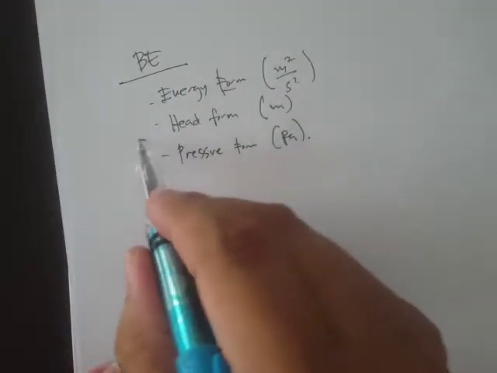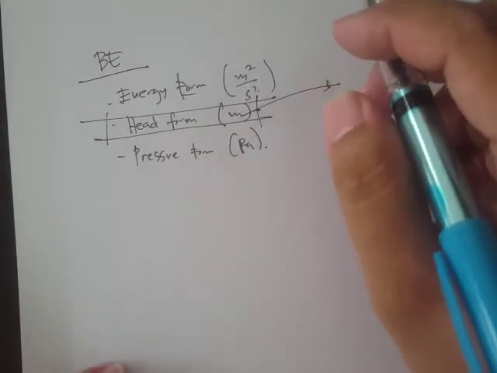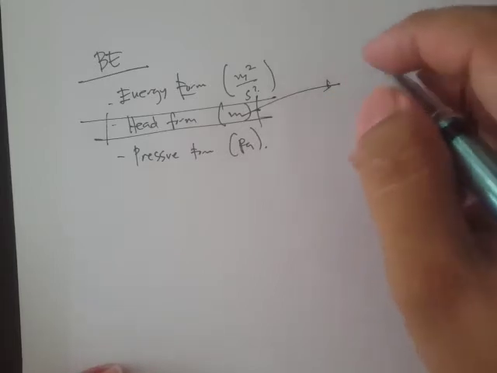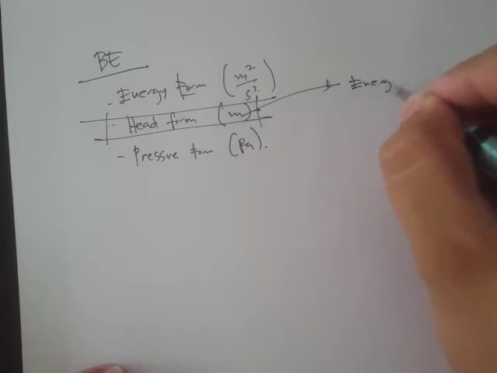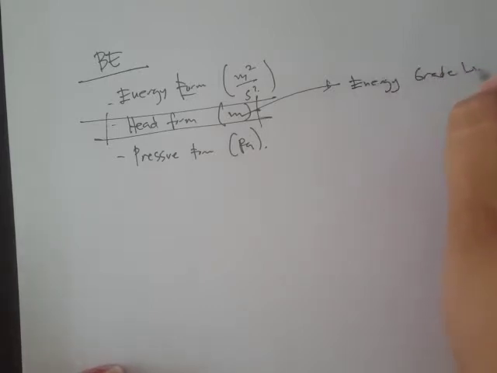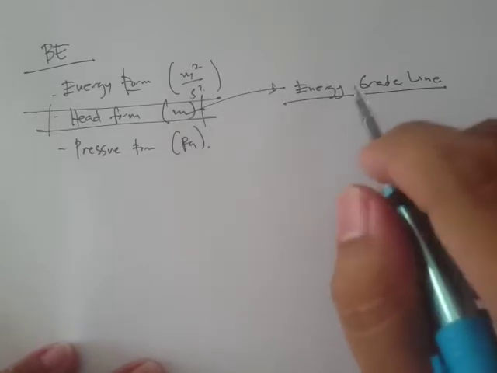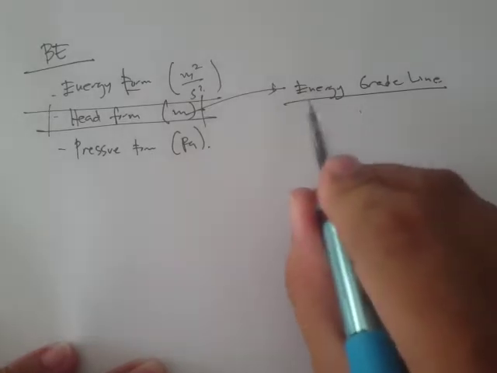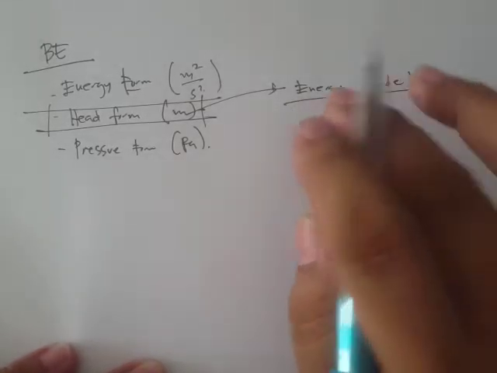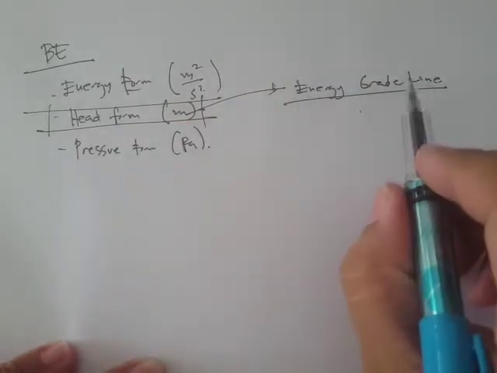Now, for this head form, it's also common to use a graphical representation, the energy grade line. But I guess this will be more appropriate to discuss in detail in our next topic. It's just that I realized that when you draw the energy grade line, although it's still the same, you still have to consider the losses.